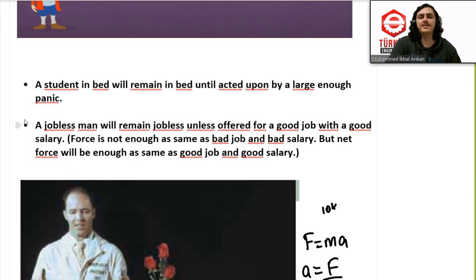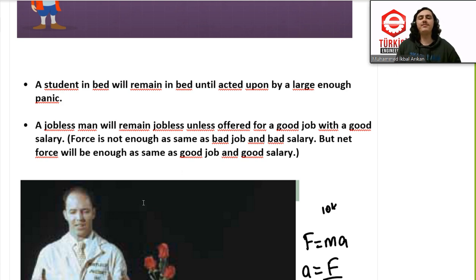And here are some comments from physics students that I got from some YouTube videos. They commented this way to simplify the first law. A student in bed will remain in bed until acted upon by a large enough panic. So as you have enough panic in the exam week, you will wake up and study. It is coming from your inertia.